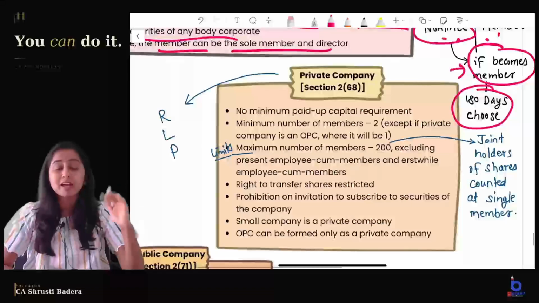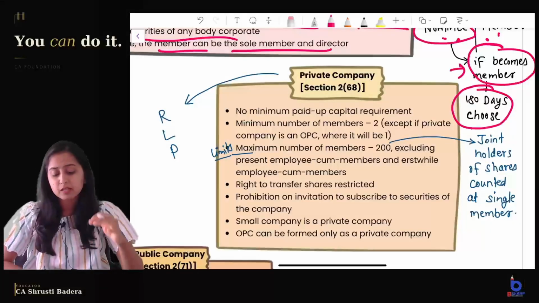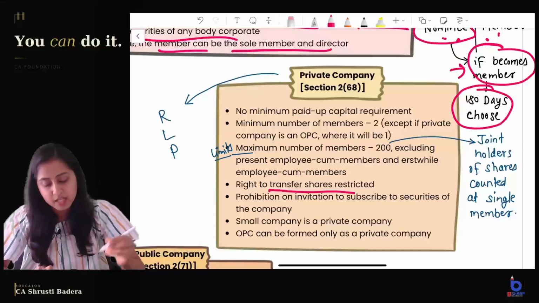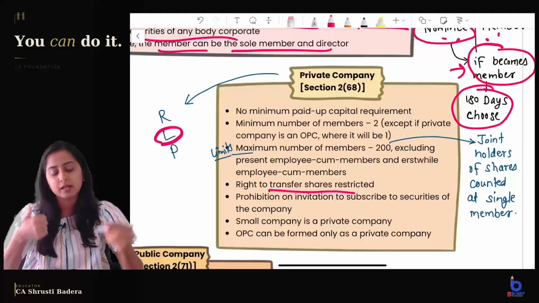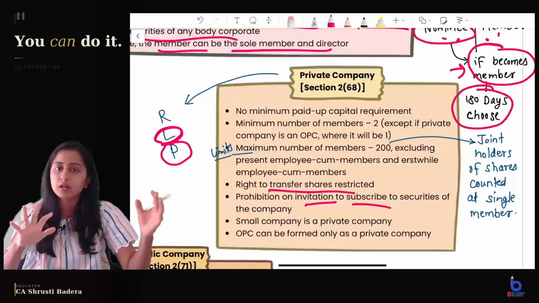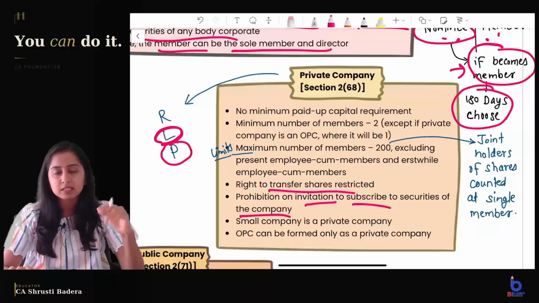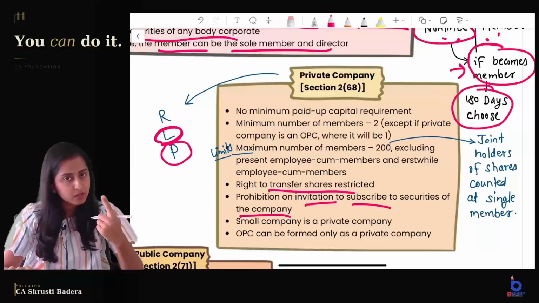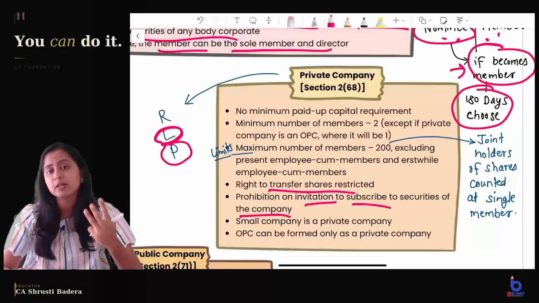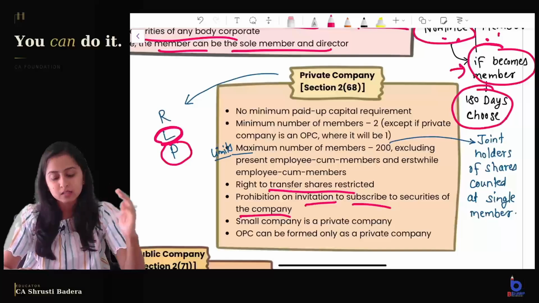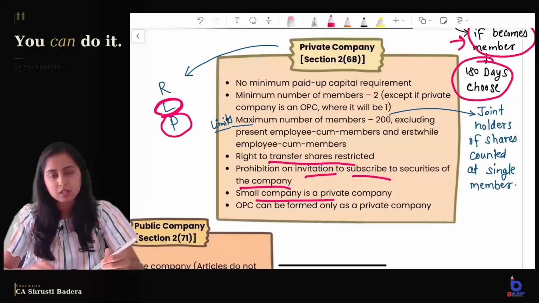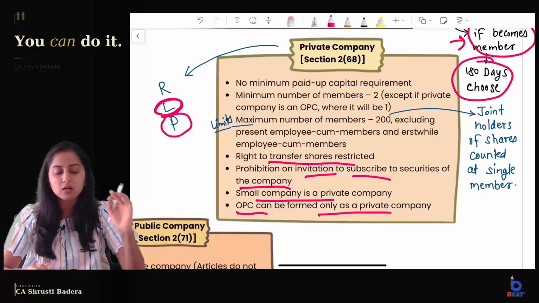Coming to the definition of a private company. A private company means a company which has these three conditions, RLP: restricts the transferability of its shares, limits the number of its members to 200, and prohibits the invitation to subscribe to securities of the company. That means it has three conditions: RLP, restriction on transferability of shares, limits the number of its members to 200 except in case of OPC, and prohibition on invitation to the public to subscribe to any of its securities. That is a private company, right? A small company is always a private company. When we see the definition of a small company, it will be revised. An OPC is always a private company.